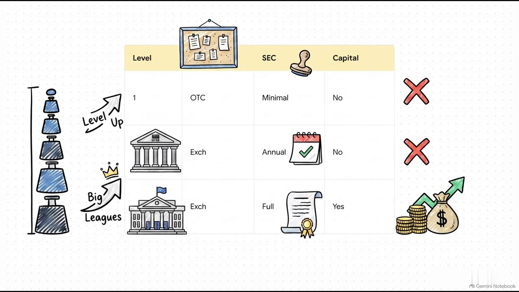Move up to level 2, and you're now on a U.S. stock exchange. This requires annual reports, but you still cannot raise capital. Level 3 is the big leagues. It trades on an exchange, requires full SEC registration, and this is the kicker. It is the only level that can raise new capital. As we move up these levels, the transparency and regulatory demands just get heavier and heavier.